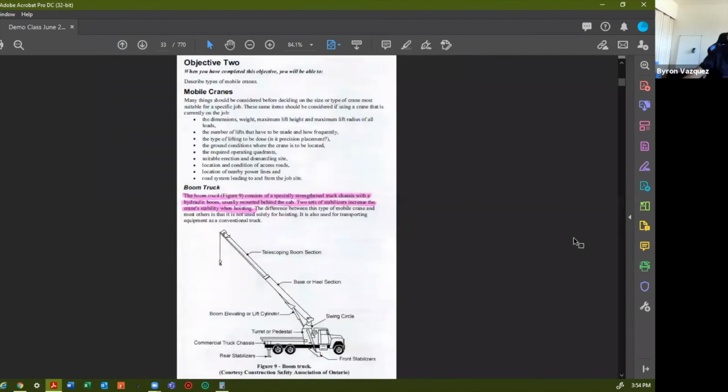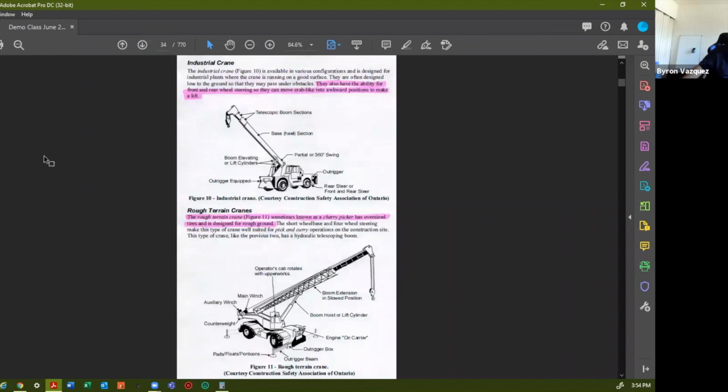So now we're going to be looking at lifting devices. So actual cranes. This is basically a boom truck. Okay, and you're going to see different types of rigging out there, or lifting devices, I should say. The boom truck consists of a specialty strengthened truck chassis with a hydraulic boom, usually mounted behind the cab. Two sets of stabilizers increase the crane stability when hoisting. Okay, they're going to ask you about all of this different stuff. So we have some more cranes here, all of which you need to know. This is an industrial crane. This is called a flat deck.